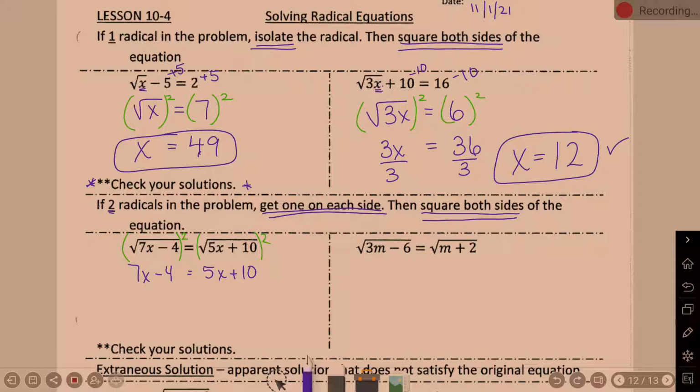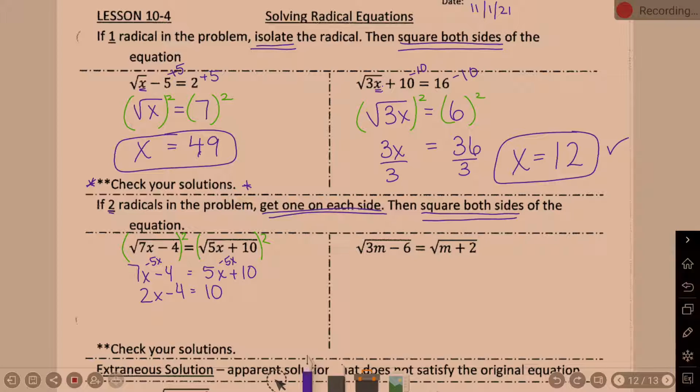So what do we want to do here? Get 5x over to the side of 7x. So x is on one side, numbers on the other side. If it's a positive 5x here, to move it to join the other x, we're going to subtract 5x. 7x minus 5x is 2x. We still have minus 4 equals, and we still have 10 on the right.